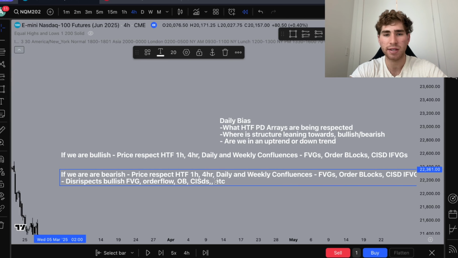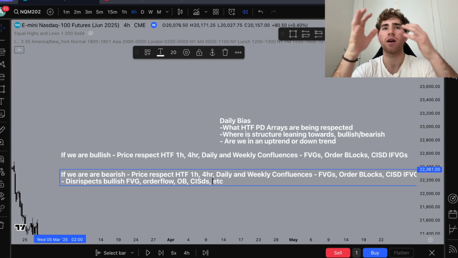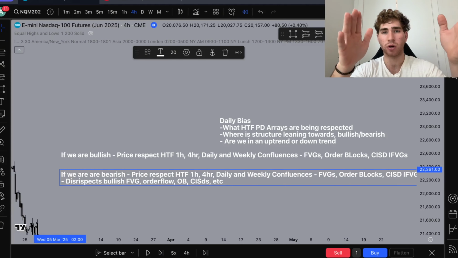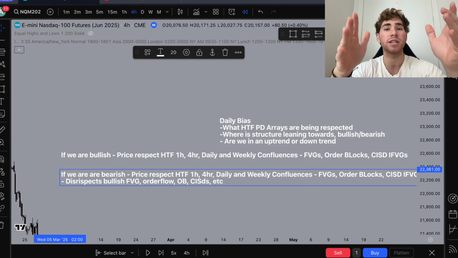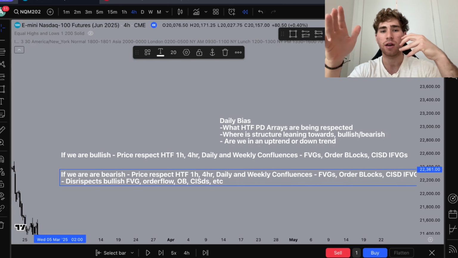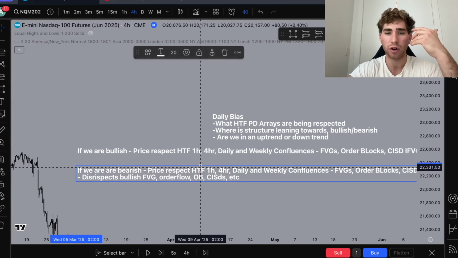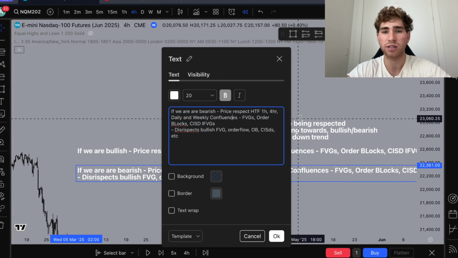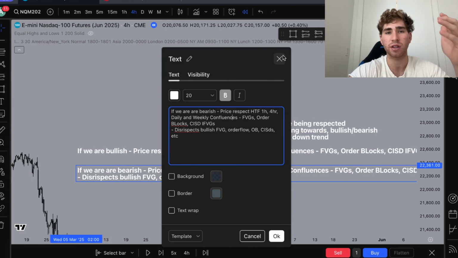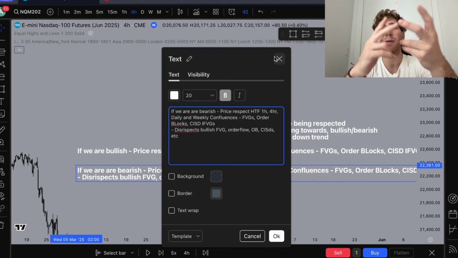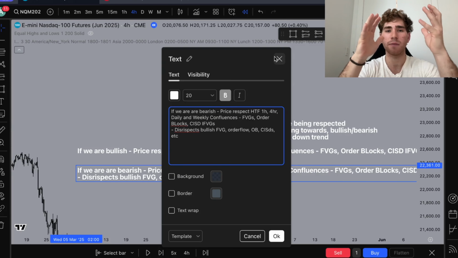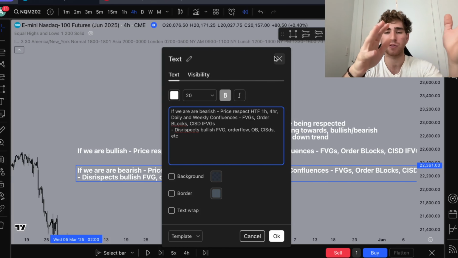Whatever confluences you guys learn. I don't teach fibs. I don't teach equilibrium. I don't trade that way. But if you are someone that is learning from other mentors, other teachers, and they teach you other confluences, this still applies to those confluences. This will apply to any confluence you learn, because it's just the concept of disrespecting bullish confluences and respecting bearish, and the concept of disrespecting bearish and respecting bullish if we are bullish.